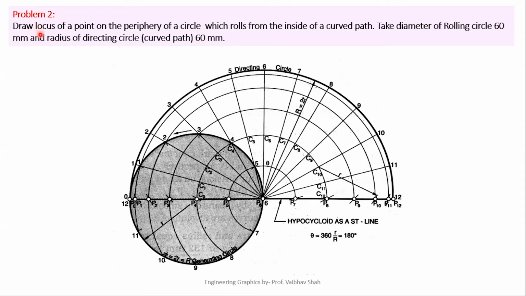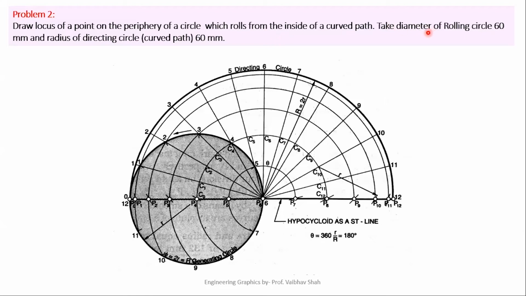Problem 2. Draw locus of a point on the periphery of a circle which rolls from the inside of a curved path. Take diameter of rolling circle 60 mm and radius of directing circle, or you can say curved path, which is also 60 mm. So here once again we have to trace a point on a periphery of a circle which rolls from inside of the curved path. Whenever the circle rolls from inside of a curved path or a circular path, the curve generated is known as hypocycloid.